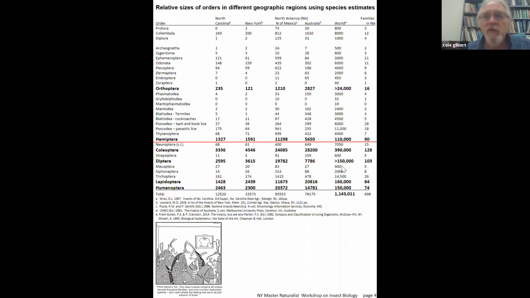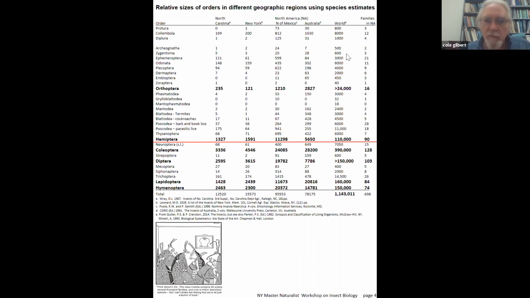The heavy hitters. So there's this almost 400,000 different kinds of beetles. Flies, the 150,000. Butterflies and moths, 160,000. Bees, wasps, and ants, 150,000. What's different about these insects that are below the red line is their development. And we'll hit on that in the next slide.